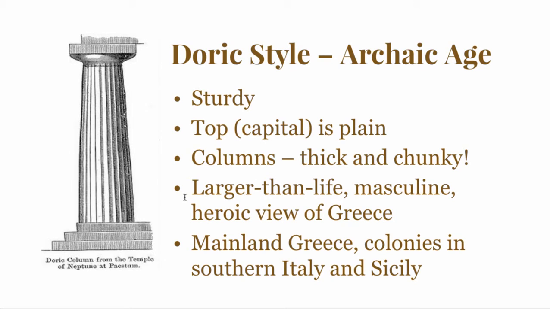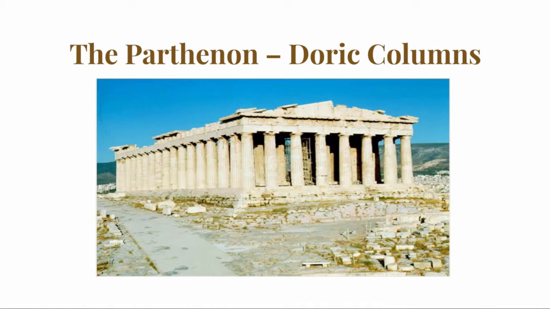These embody this larger than life theme, very masculine in their heroic views of Greece. You can find these columns in mainland Greece and colonies in southern Italy and Sicily. Here's an example of Doric columns in the Parthenon. You can see they're thick and chunky from far away and really embody this Doric style.